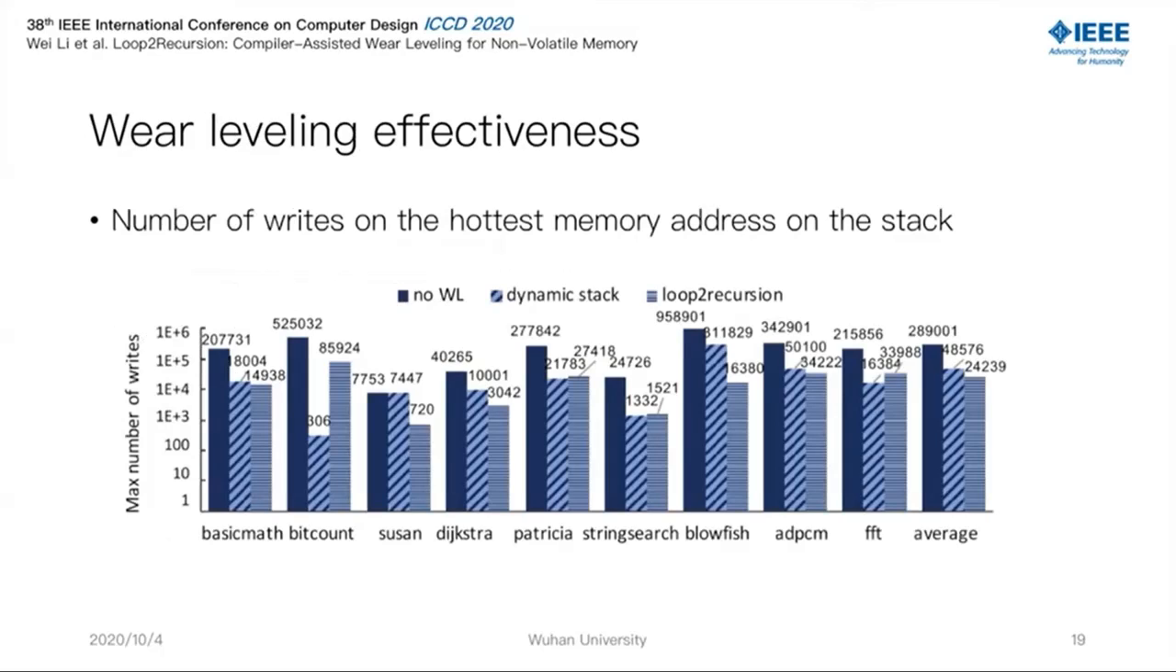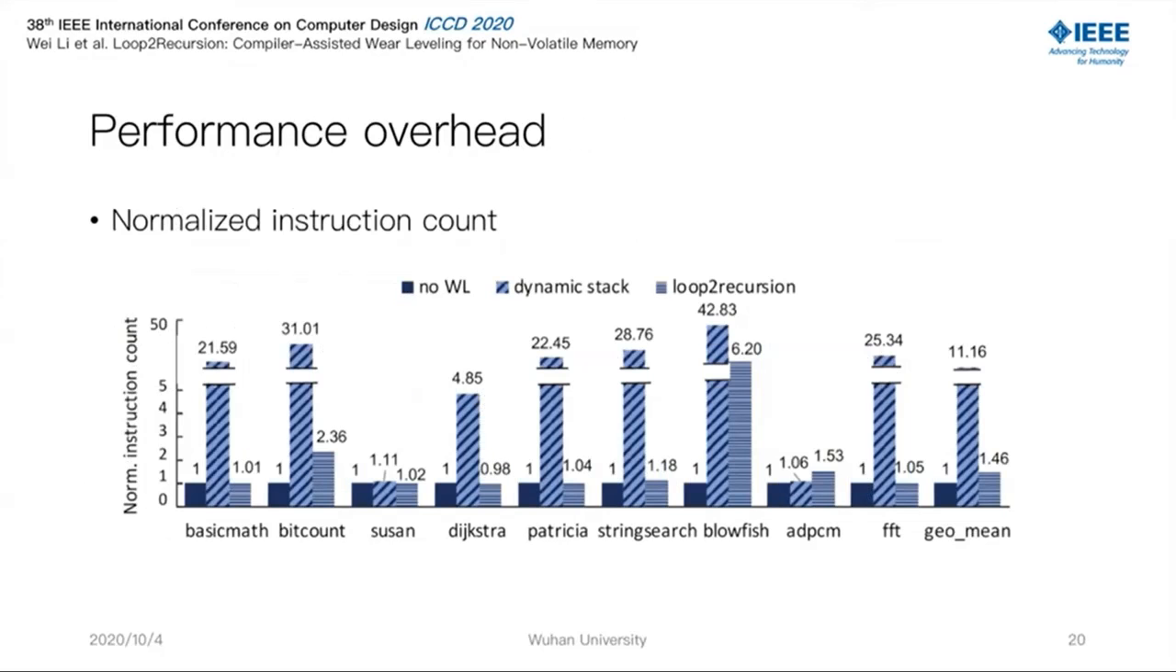memory address. We can see that both the dynamic stack and the loop to recursion significantly decrease the write count compared to the baseline. On average, loop to recursion reduces 90% and 50% of the maximum write count compared to the baseline and the dynamic stack, exhibiting higher wear-leveling effectiveness.